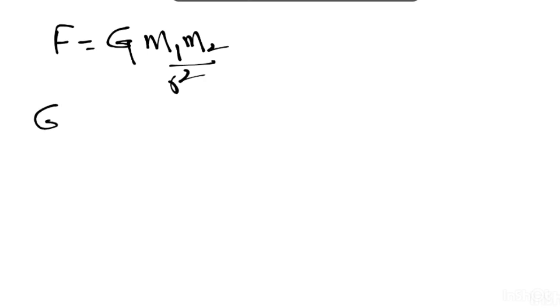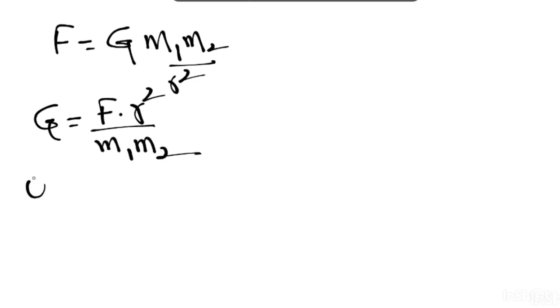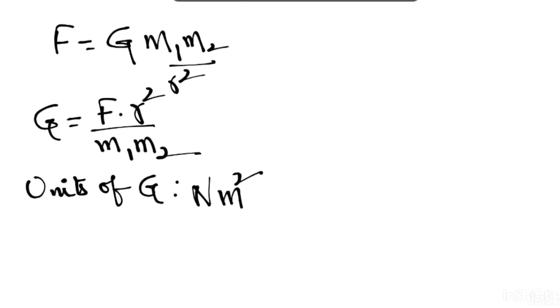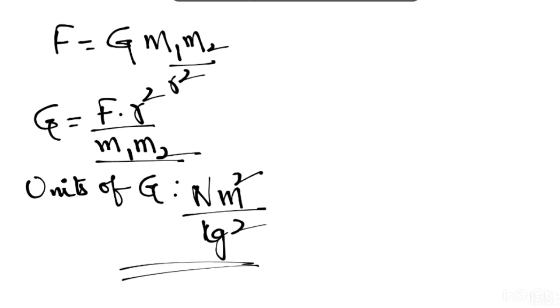From this, I can write the equation for the universal gravitational constant as G equals F into r square by m1 m2. So the units of G are: F is measured in Newton and r is the distance, so it is measured in meters, so meter square, per, these are two masses, so kg into kg, I can write it as kg square. So in this way you can derive the units of any physical quantity.